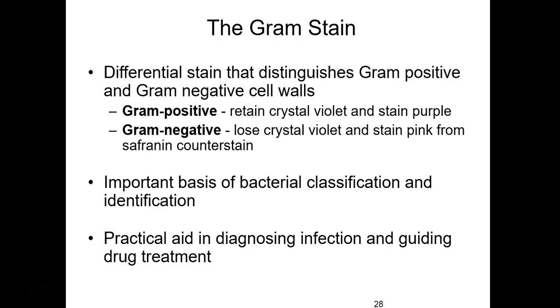So the reason this is differential is that if we're looking at a mixed slide with both gram-positive and gram-negative cells, we should see some purple and some pink cells on the same slide. So we're able to see different cell types based on their cell wall structure. The major criteria in placing bacteria into groups is based on the structure of their cell walls. That's a really important piece to walk away with from this course: we start by classifying bacteria in groups based on the structure of their cell wall.